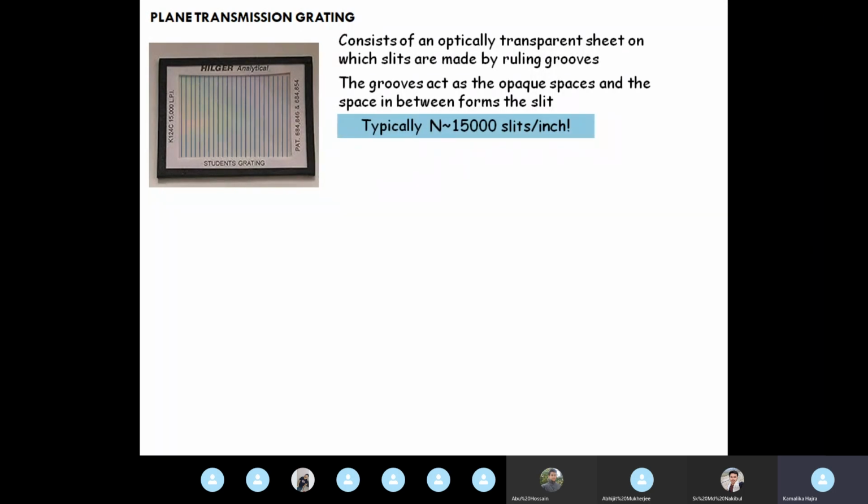Now, this is a staggering number, and this is what you should keep in mind. When we were doing multiple slit diffraction, we were talking about n of the order of 5, 6, 7 and 10, etc. In a grating, typically n is of the order of 15,000 slits per inch. Can you imagine that? 15,000 slits per inch.